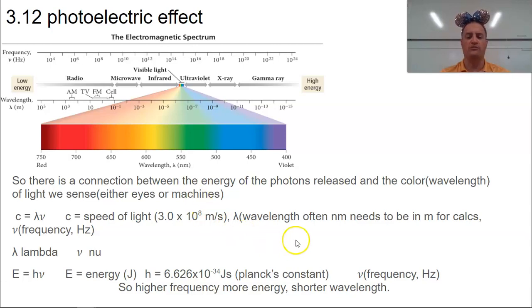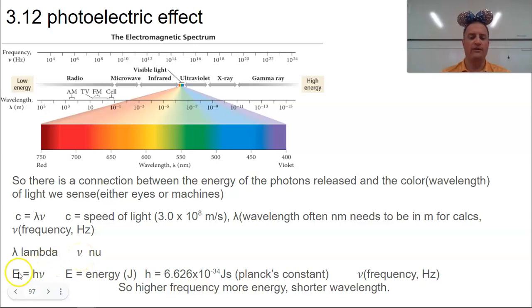You want to get used to using these concepts in order to be able to do some simple calculations now that you can use your calculator. We've got the speed of light, which is on your reference sheet. We've got wavelength, often given in nanometers, but it needs to be in meters for calculations. So that'll be times 10 to the negative ninth for nanometers. And then frequency is in hertz, just a number. We have lambda and nu. Lambda is the A looking one, nu is the V looking one.